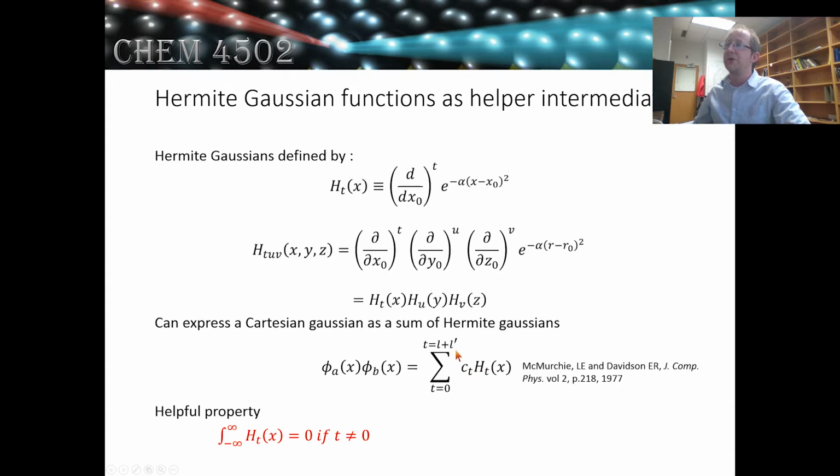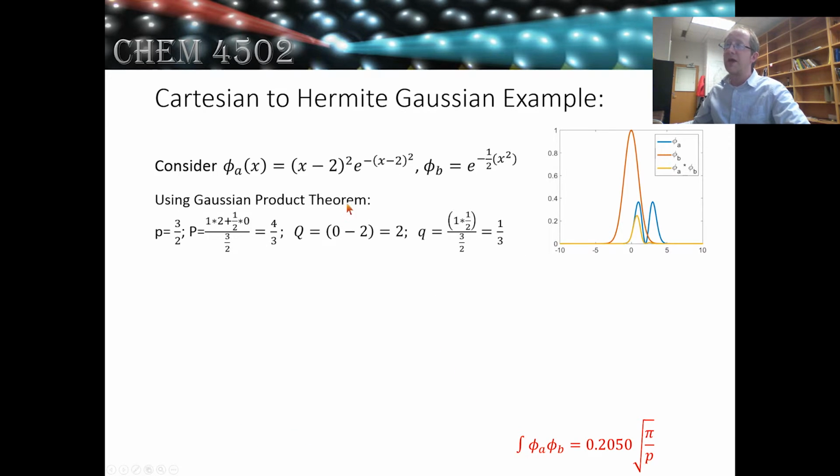The example that we're going to do is the example we saw in the last slide, which is a Gaussian centered at 2 with angular momentum about the x-axis equal to 2, and a Gaussian centered at 0 with an exponent of 1/2. I can use the Gaussian product theorem to determine the location of my new Gaussian function and its new exponent. But I can't use that quite yet to determine what that expansion should be. So here's my Gaussian in orange, my second order Cartesian Gaussian in blue, and the resultant function in yellow.